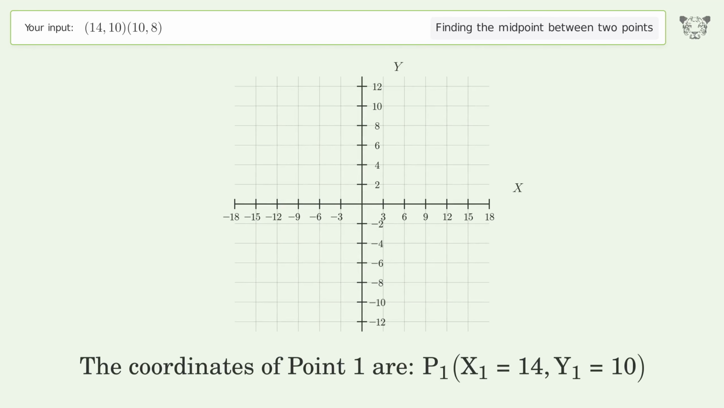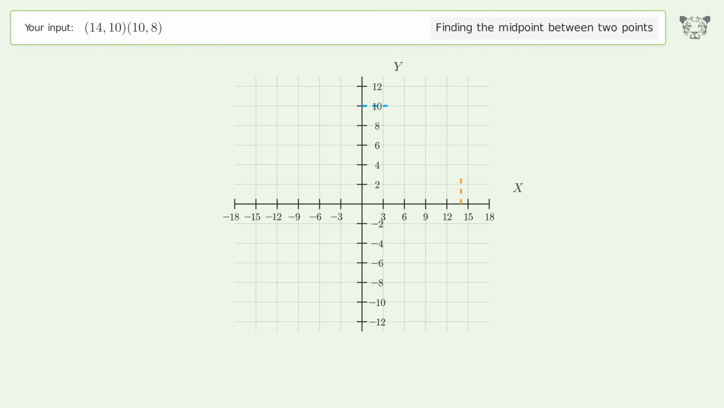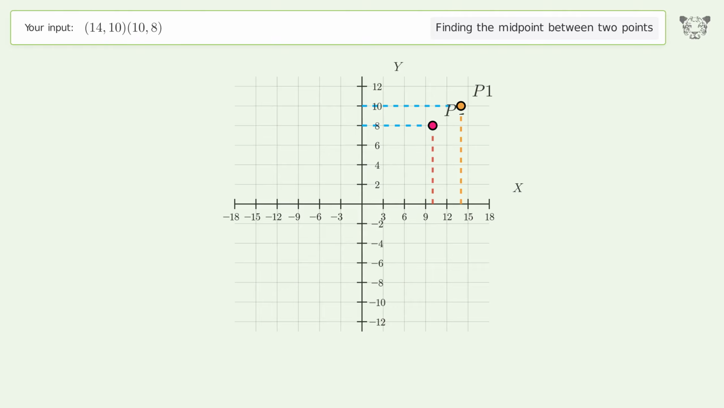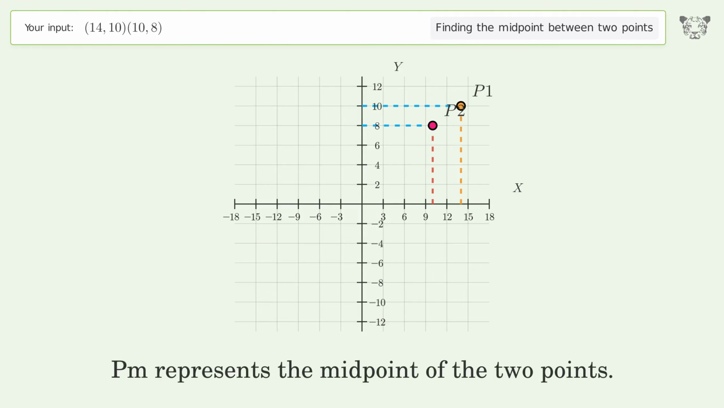The coordinates of point 1 are x1 equals 14, y1 equals 10. The coordinates of point 2 are x2 equals 10, y2 equals 8. PM represents the midpoint of the 2 points.